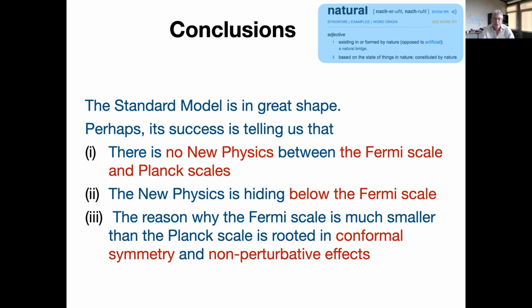The first one is the fact that the standard model is in great shape experimentally. Perhaps its success is telling us that there is no new physics between the Fermi scale and the Planck scale, that the new physics is hiding below the Fermi scale. And the reason why the Fermi scale is much smaller than the Planck scale is rooted in conformal invariance of the standard model and the non-perturbative effects associated with gravity. I'm finished. Thank you very much for your attention.